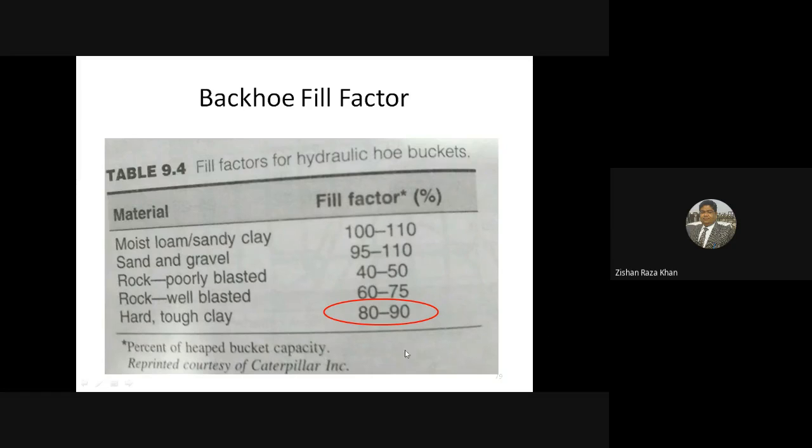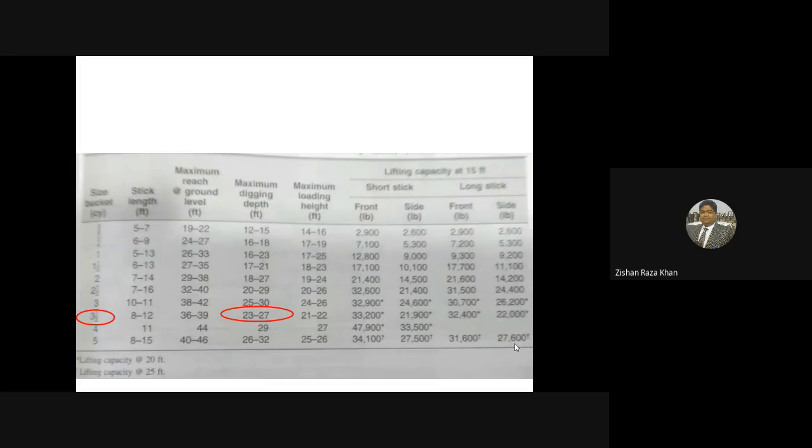These values are provided by the Caterpillar company. Another table is showing the relation between various aspects of the backhoe. The first column is depicting the size of the bucket in cubic yard. The second one is the machinery factor, which has stick length and maximum reach at the ground level. The next column is denoting the maximum digging depth in feet, and the maximum loading height is also listed here, and the lifting capacity at 15 feet with the short stick and long stick parameters is also given here.